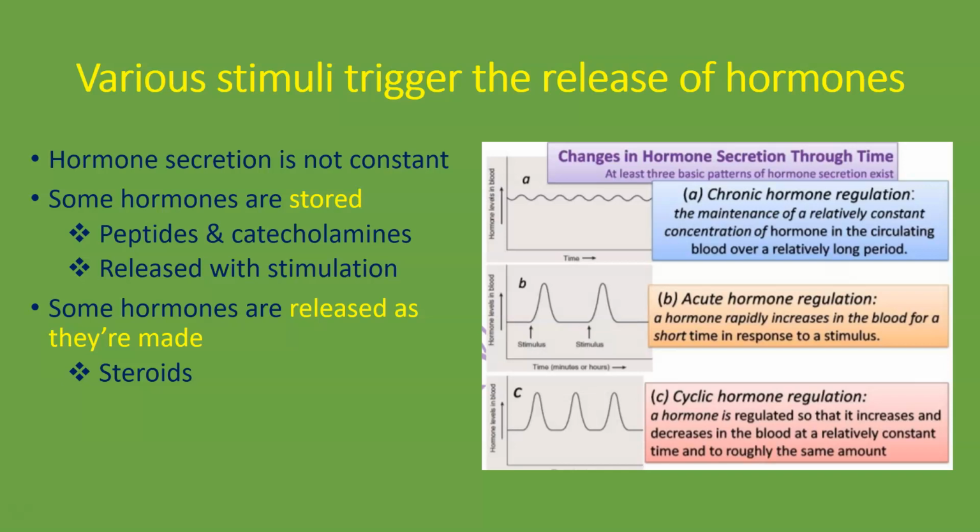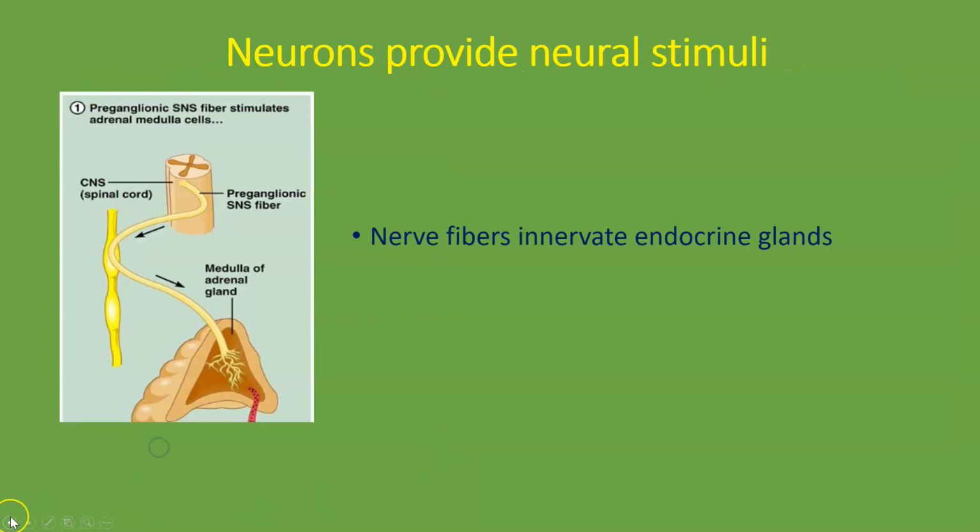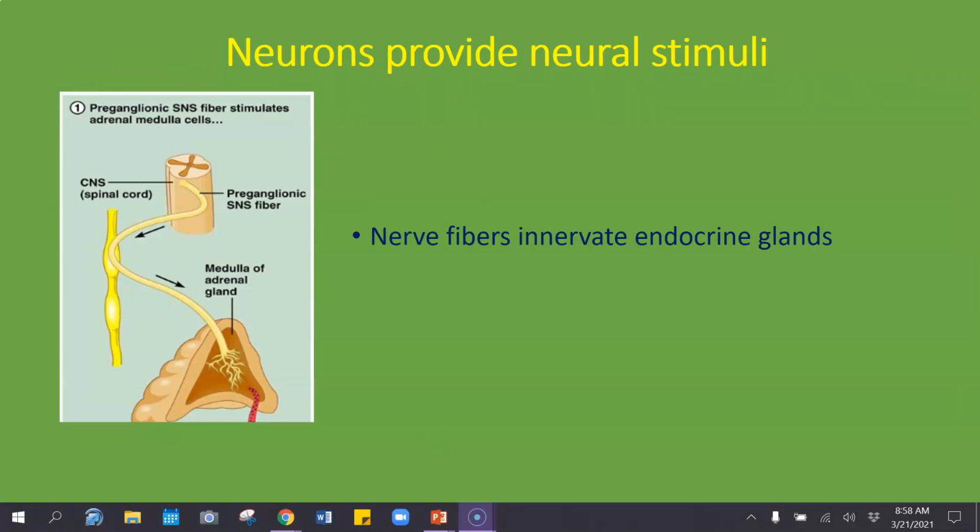So some hormones, I just wanted to note, are going to be released as they're made, but some of them, like peptides and catecholamines, can be created and then stored, and then when they're stimulated to be released, they are. The main way in which hormone levels are controlled in the blood is through negative feedback loops. You should remember this from the beginning of the year, where a stimulus prompts a gland to release a hormone into the blood. Then, the increase in hormone concentration in the blood inhibits its further release.